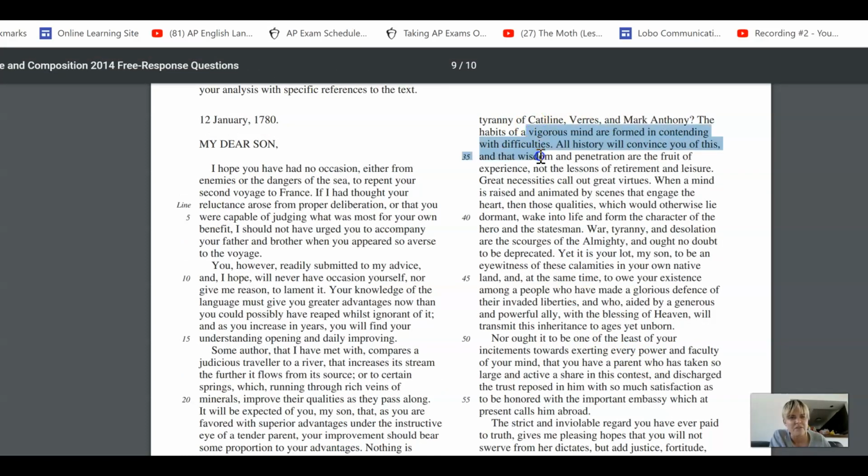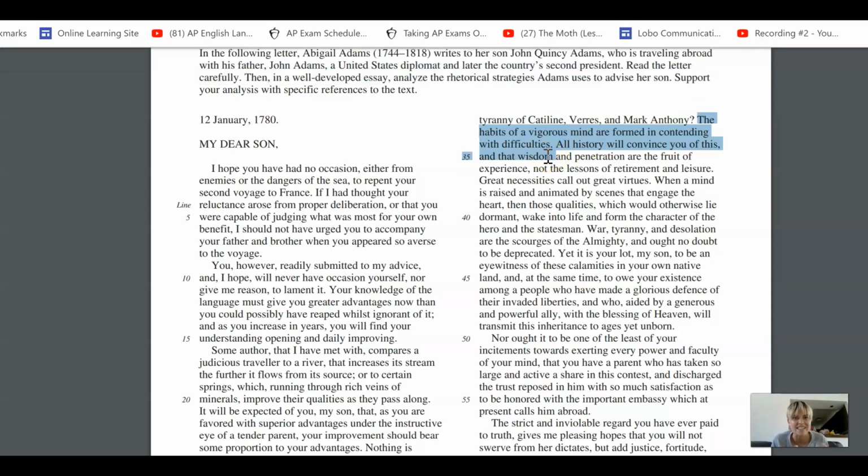It says, the habits of a vigorous mind are formed in contending with difficulties. All history will convince you of this, and that wisdom and penetration are the fruit of experience, not the lessons of retirement and leisure. So what is she saying here? I think this is really where she's getting into her purpose. Can you guys sense that? So the habits of a vigorous mind are formed in contending with difficulties. All your trials are actually going to pay off. This is how you become great. All history will convince you of this.